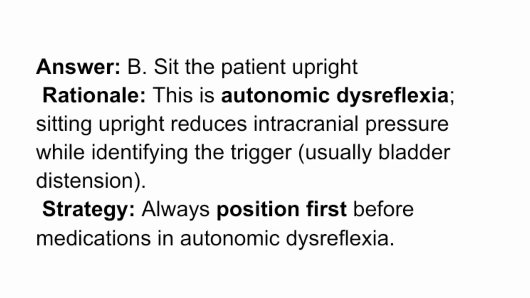Answer: B. Sit the patient upright. Rationale: this is autonomic dysreflexia. Sitting upright reduces intracranial pressure while identifying the trigger, usually bladder distension. Strategy: always position first before medications in autonomic dysreflexia.